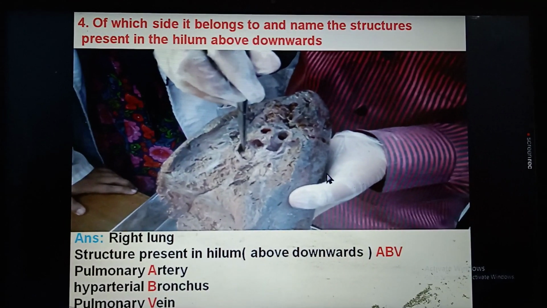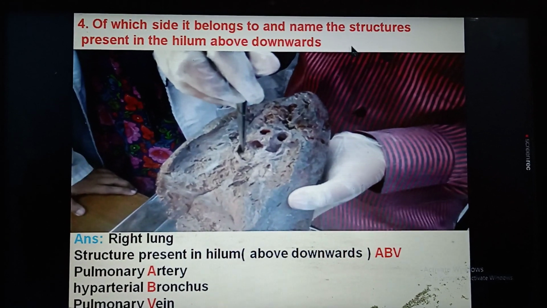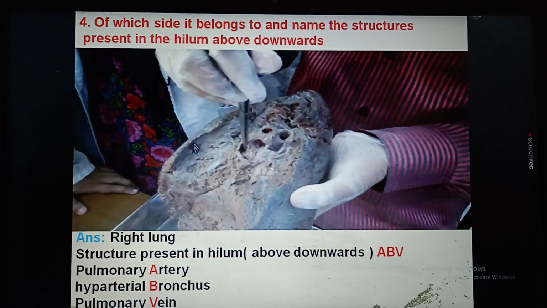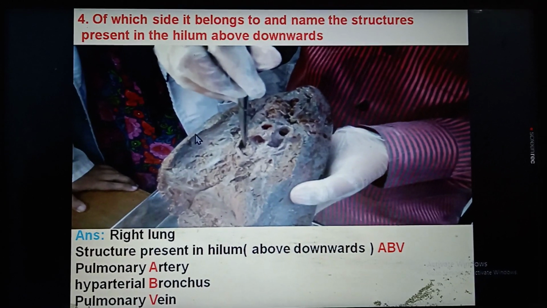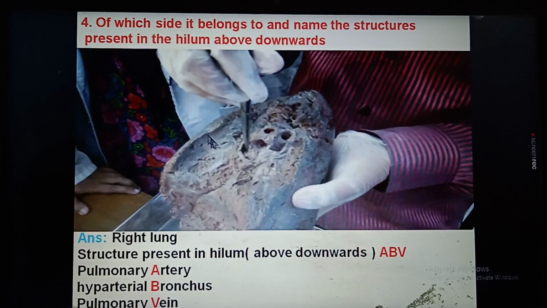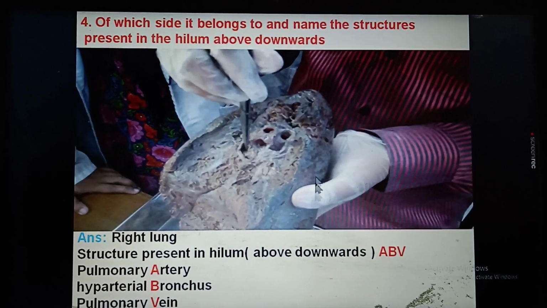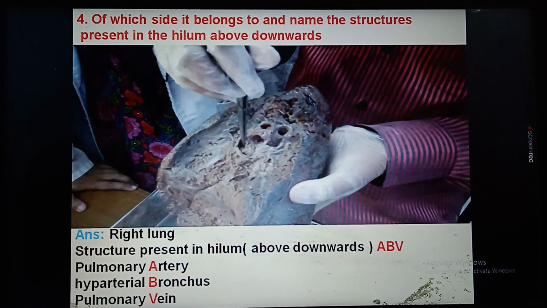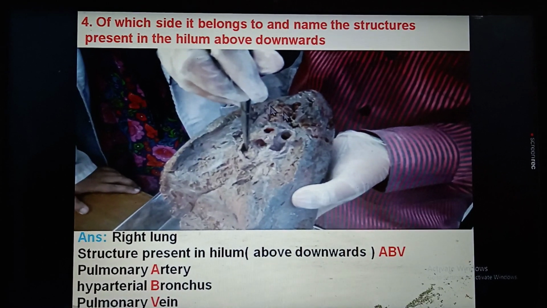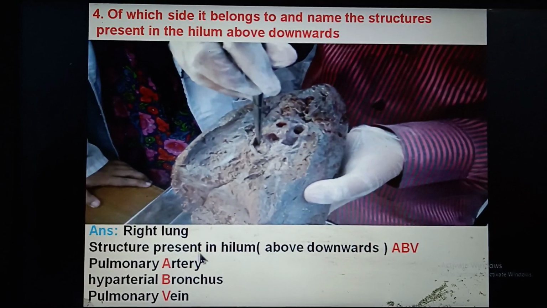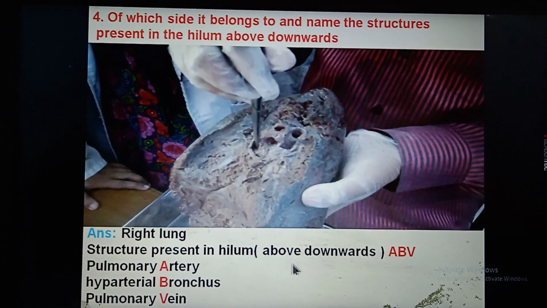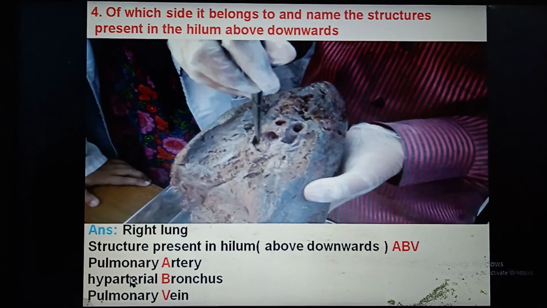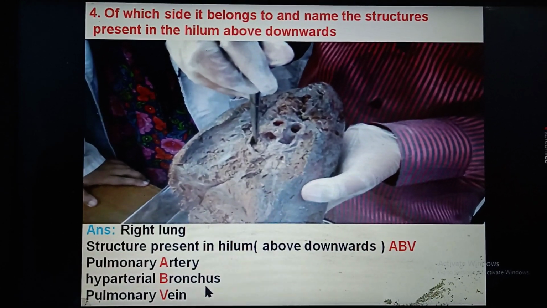Which side does it belong to, and name the structures present in the hilum from above downward. This is the anterior thin border, which should face anteriorly, and this is the broad border, which should face posteriorly; this apical end should face above. So this is of the right side. Right lung, structures present in the hilum from above downward, ABV: pulmonary artery, eparterial bronchus and pulmonary vein.